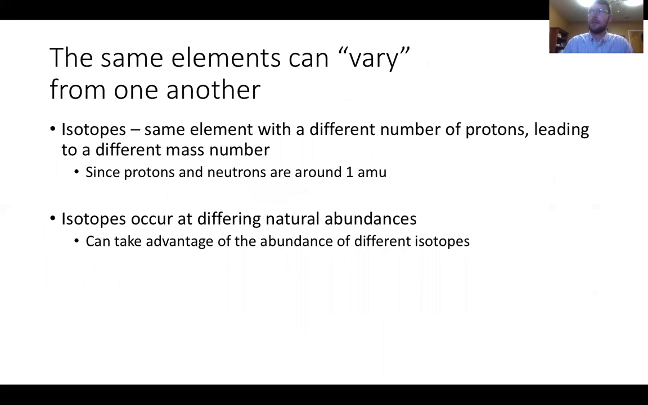The same elements can vary, quote unquote, from one another. So we talked about carbon. Carbon has 6 protons. For an element to be carbon, it has to have 6 protons. It can't have any more, it can't have any less. But what happens is we can start varying, if you will, the carbon atoms, to where we could have a carbon with, let's say, 6 protons and 6 neutrons. We know that as carbon-12.